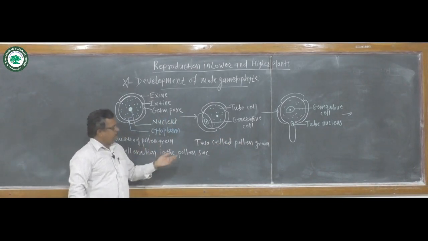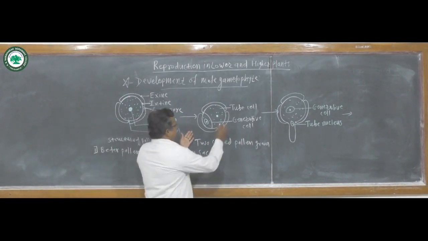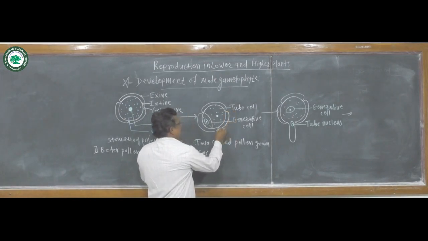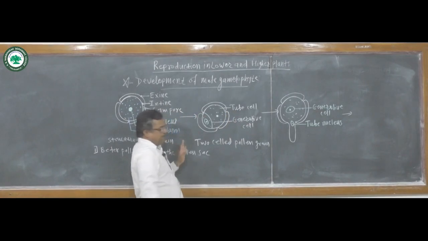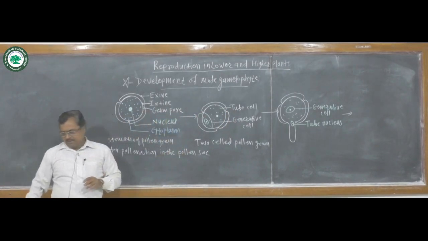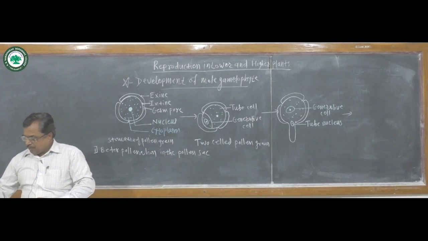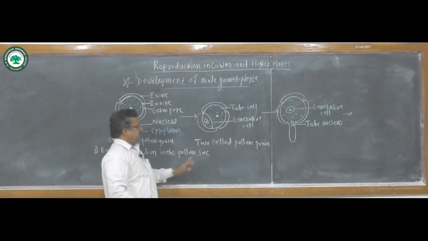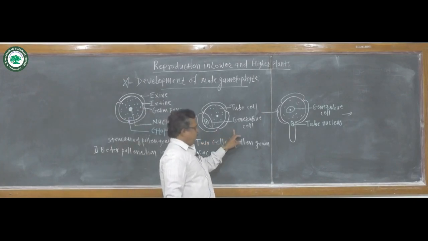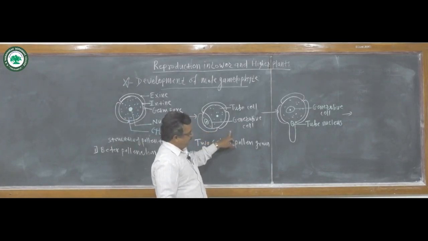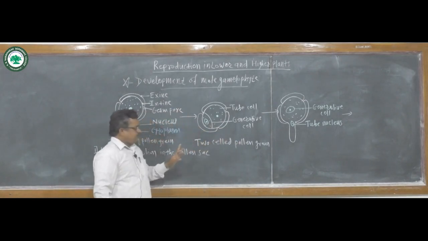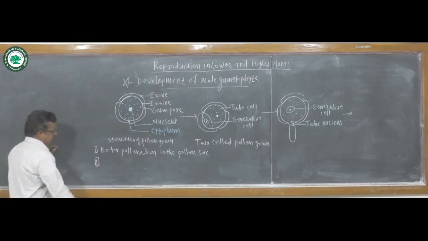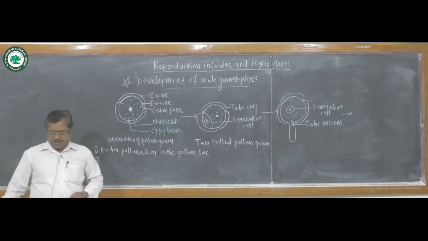Then at that time, the wall of the anther ruptures and the pollen grains are liberated. When in the 2-celled condition, the pollen grain is liberated and pollination is carried out, that is, transfer of pollen grain on the stigma. Then the second step of the development of the male gametophyte is after pollination.